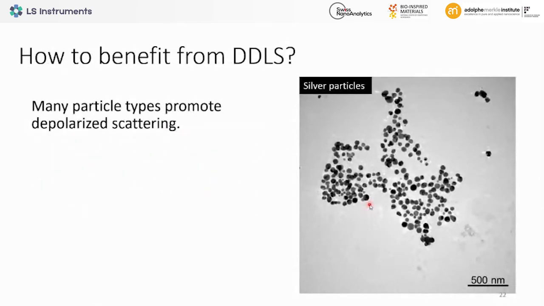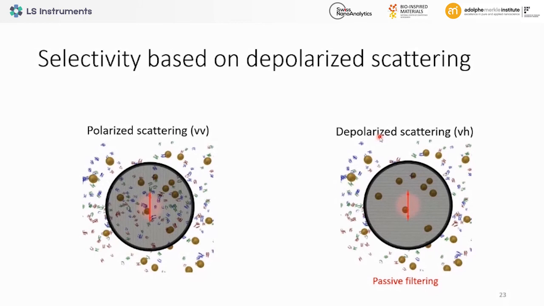So the first thing, and here is where one can really benefit from depolarized dynamic light scattering, because many particle types that are interesting in pharma or other applications promote depolarized scattering. For example, silver particles. Silver is interesting for pharma from many points of view, for example, addressing wound management problems, but silver also scatters depolarized light very well. So how can we do this? The trick is that since silver scatters depolarized light very well, there is a very good contrast in favor of depolarized scattering.